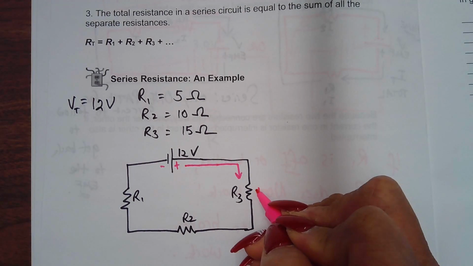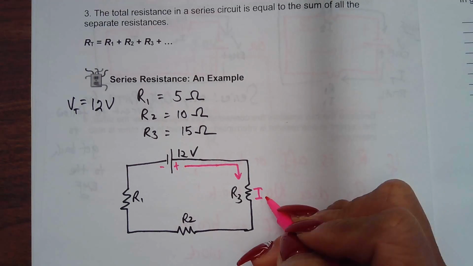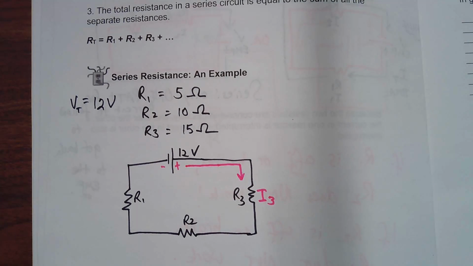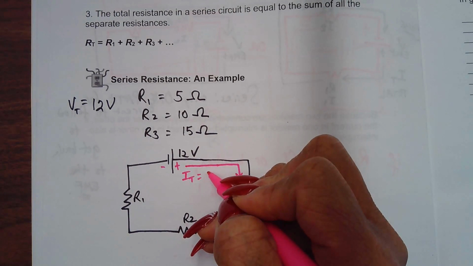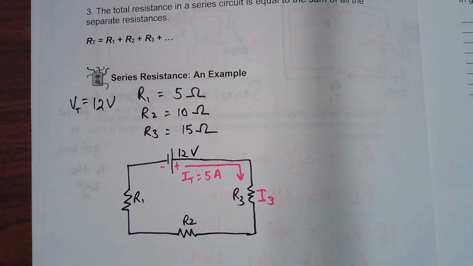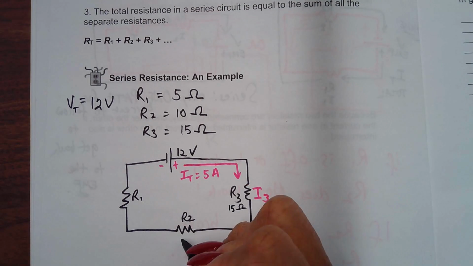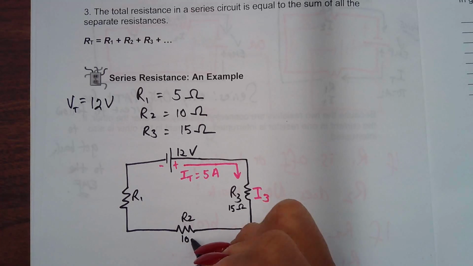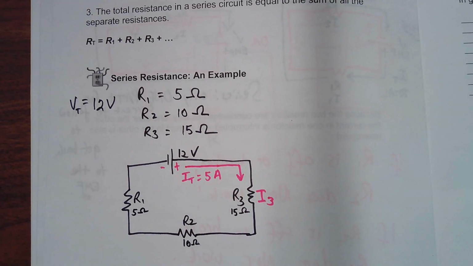So here is going to put some current into this R3. In my picture, R3 is going to get the current first. I call it I3. Let's say the total current is 5 amps. Remember, R3 is 15 ohms, and this one here is 10 ohms, and this one is R1, which is 5 ohms. So what do you think happens to that 5 amps?